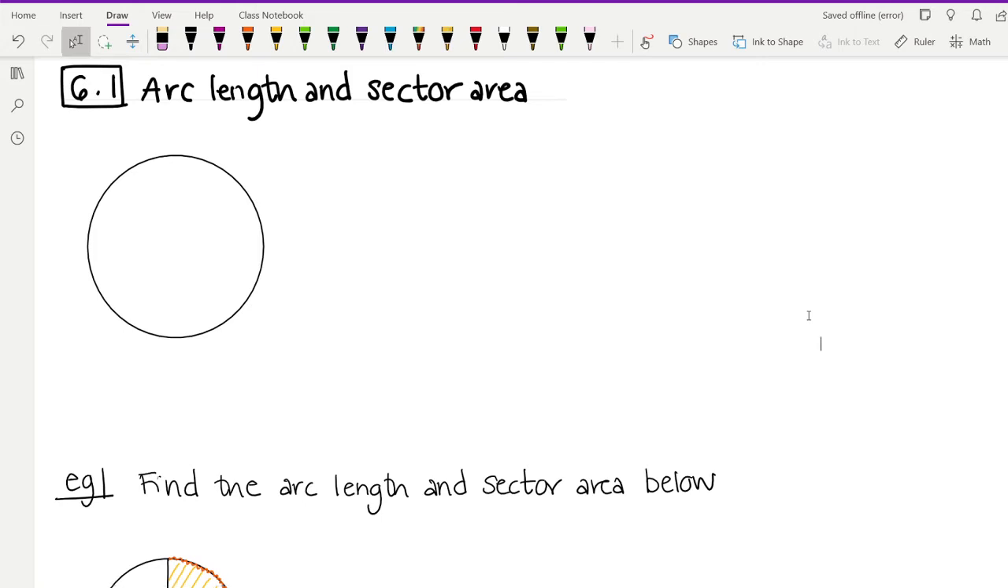Hi everyone. So in this video, we're going to be learning about a couple of simple applications of measuring angles in radians. What we'll see is that there are a couple of very simple formulas that we can use to find the length and area of certain portions of a circle. And basically, if we measure angles in radians, these formulas work out to be really nice.